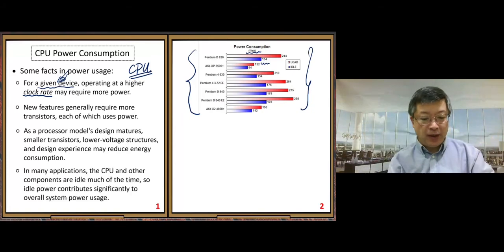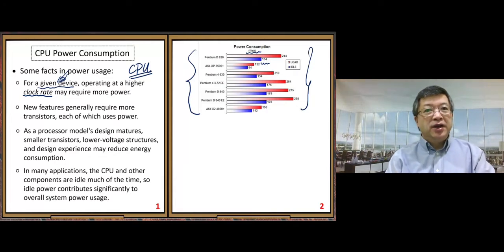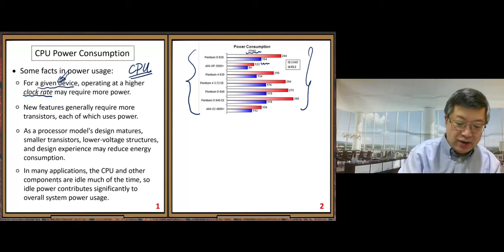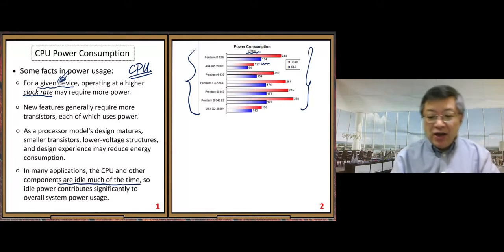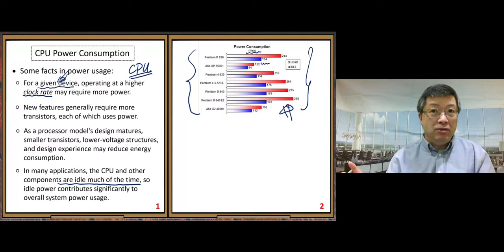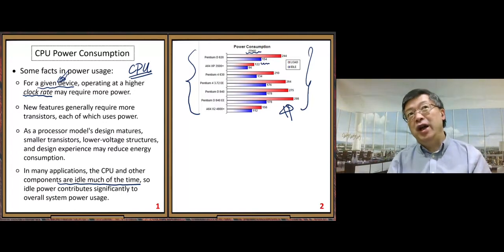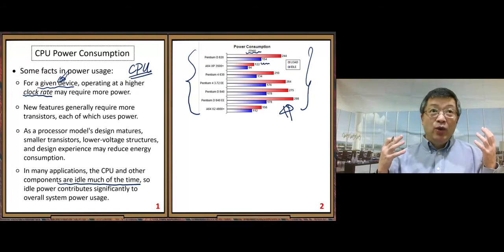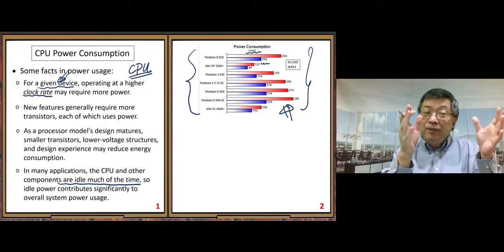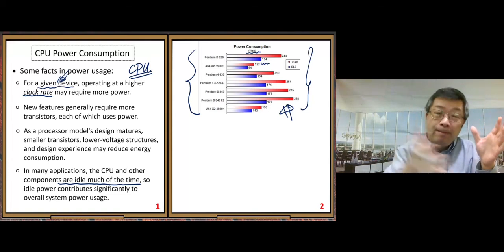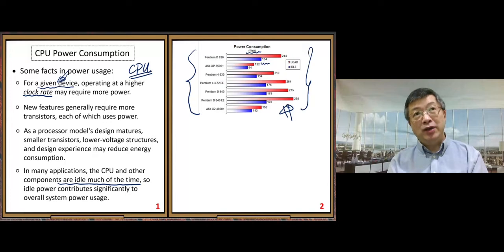Overall, we can make the CPU power consumption reduced significantly. In many applications, the CPU and other components are idle much of the time. So in this picture, why do we look at the idle state power consumption? Because usually we want to look at the power consumption when the CPU is working, right? That's the number we are interested in.